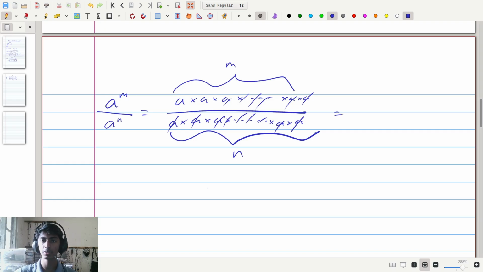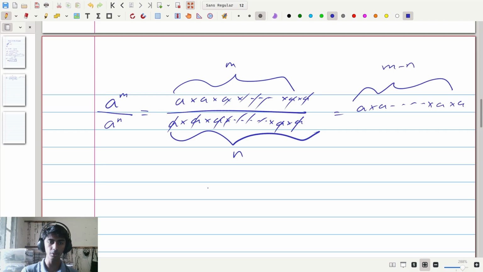Well, if we write it out, this is equal to a times dot dot dot a bunch of a's. There are in total m minus n a's that survive this encounter, because for every a in the denominator, we cut an a in the numerator. If we cut n a's from the denominator, we must have cut n a's from the numerator. If m was greater than n, there are m minus n a's left. So in the case where m is greater than n, a to the m divided by a to the n is equal to a to the m minus n.